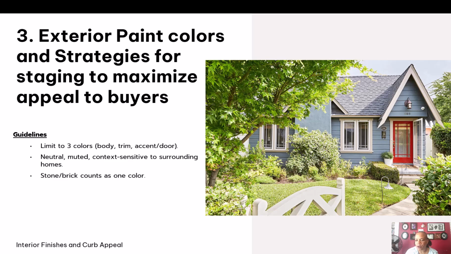I like this house, and we're going to say that this step is sort of an architectural color, but what they've done is they've pulled that color into the trim. The body of the house is sort of this gray blue color, and then the door is a red accent. So there's three colors, including the architectural elements.